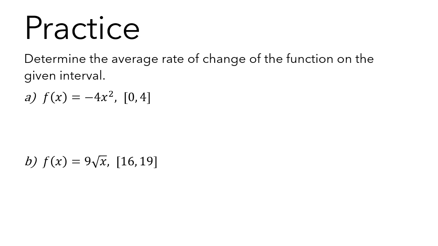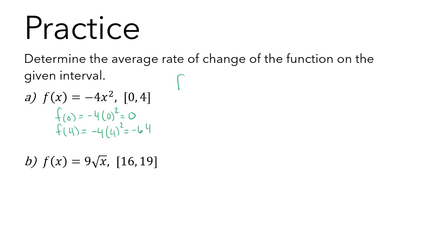Let's try some practice questions. For each of these functions, we're going to determine the average rate of change on the given interval. So let's start with this one. We're going to calculate f of 0 and f of 4. So f of 0 is going to be negative 4 times 0 squared, and that's going to give us 0. F of 4 is going to be negative 4 times 4 squared, which equals negative 64.